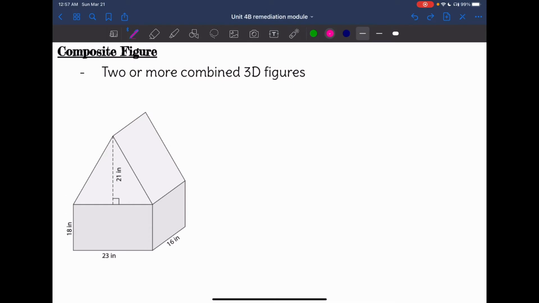Hey friends, here's a quick reminder on how to find a composite figure's volume, alright? A composite figure is just two or more combined 3D figures, alright? The key to remember with composite figures is if they are stacked on top of each other, like this one is on top of this one, then we are going to add the volumes. So volume of figure 1 plus volume of figure 2, okay?